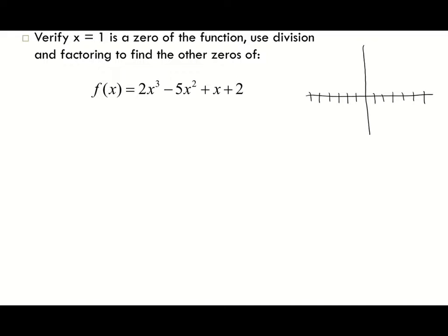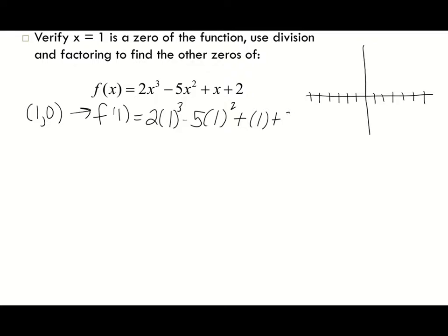So in order to verify that x equals 1 is a zero, we want to know, is it an x-intercept? If it is an x-intercept, then it is (1, 0), meaning if I plug in 1 to my function, it equals 0. So if I go ahead and do that, I have f of 1 equals 2 times 1 cubed minus 5 times 1 squared plus 1 plus 2.